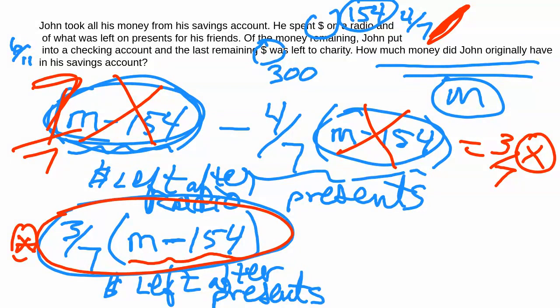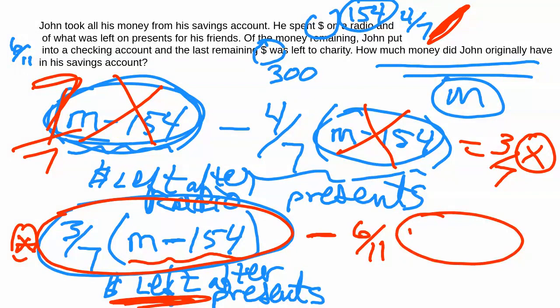Of the money remaining, so this is the money remaining because that's the dollars that are left in his pocket, so to speak. John put 6/11 of that into a checking account, and the remaining $300 was left to charity. So basically, he's going to take 6/11 of this and get rid of it. So once again, if we want to do it the easy way, or the hard way, we can say, well, this is what's left.